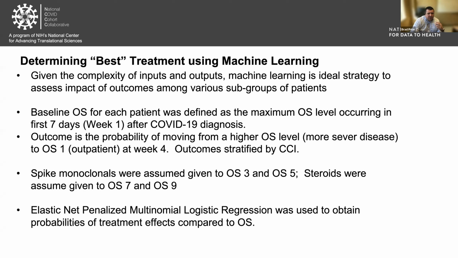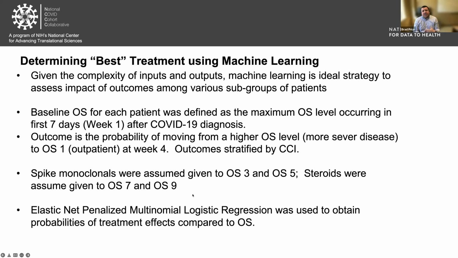So what we want to do is understand how people have transitioned through, but we're going to define the best treatment. And what I'm going to present to you as the best treatment is what takes a patient from their week 1 maximum OS level to outpatient by week 4. What's the ideal strategy? And we're going to stratify by CCI. So anything I show you, we're going to show as CCI changes, how those probabilities change.